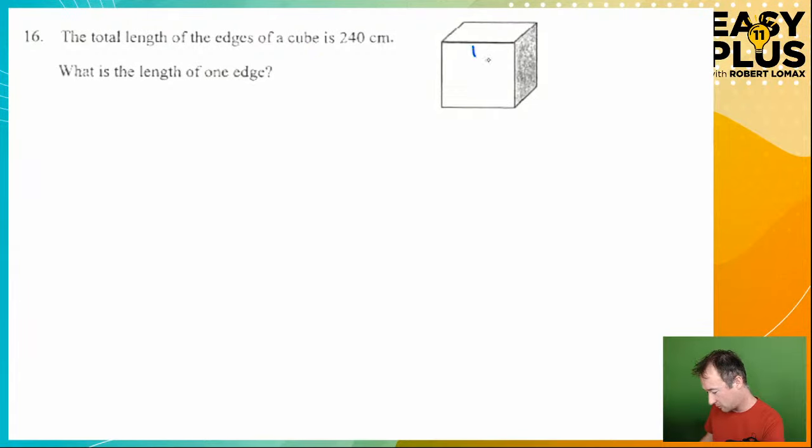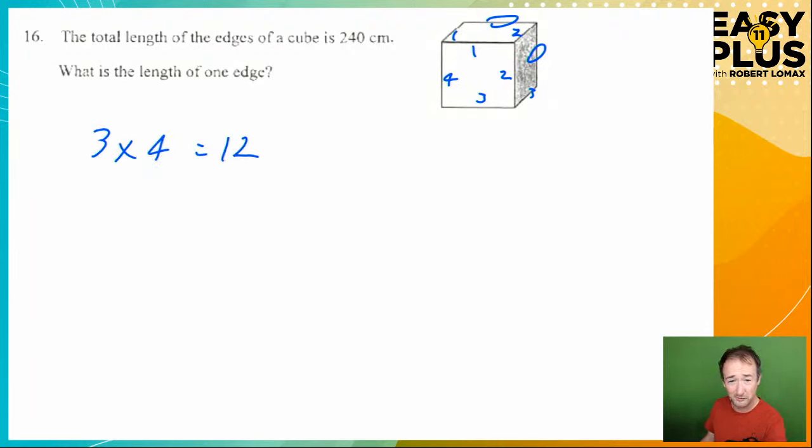So on the front here, there are 1, 2, 3, 4. They're going to be the same number on the back, round here, 1, 2, and then behind, 3, 4. And then last of all, we got these connectors, 1, 2, 3, and another one hidden away there. It's 3 lots of 4. 3 times 4 equals 12. So we just need to divide 240 by 12 to get our answer.